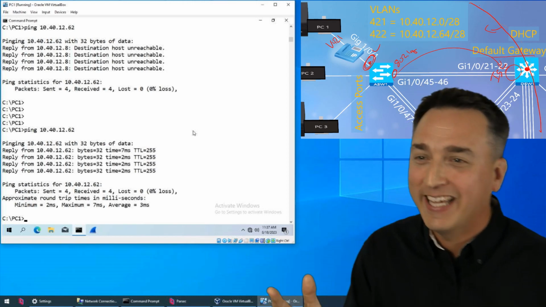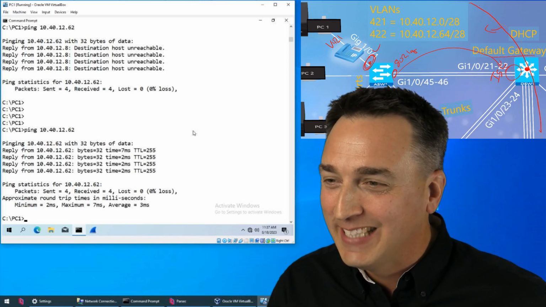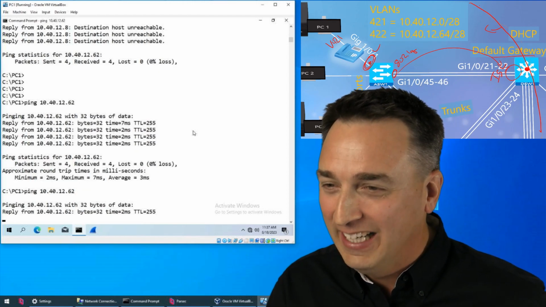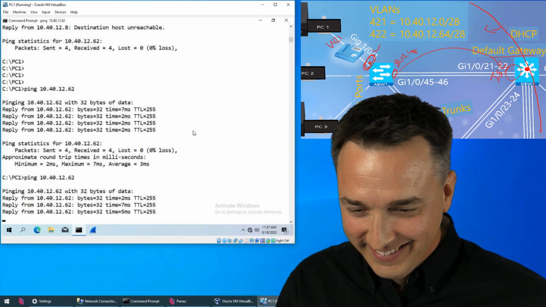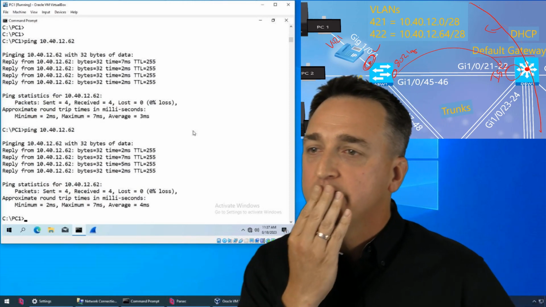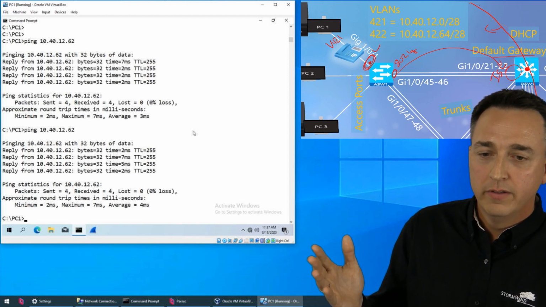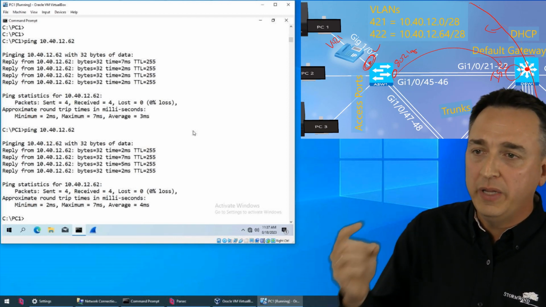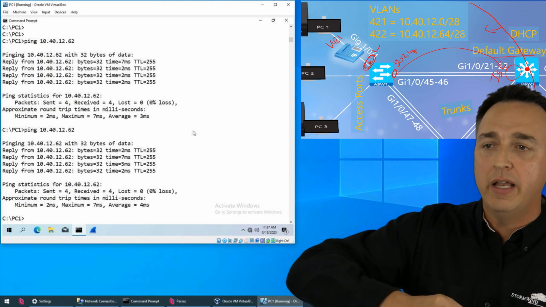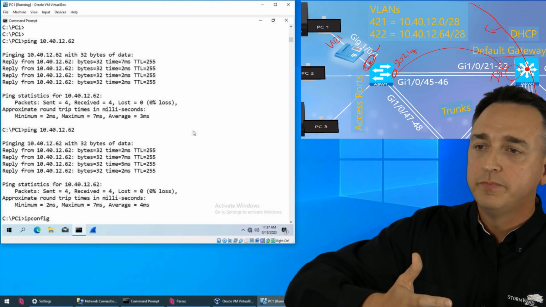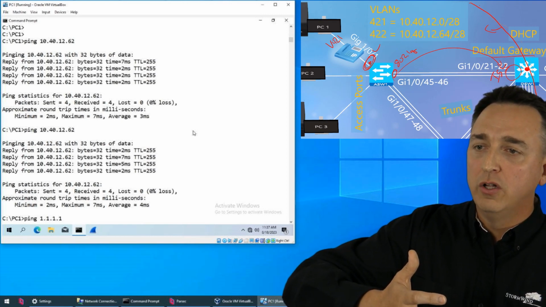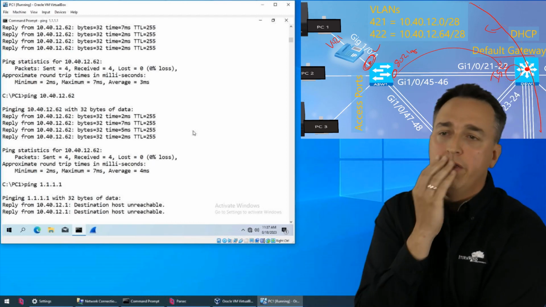Wait, is that working? Yes or no, is that working? I don't believe it. It is. Okay, that is awesome. So PC1 can ping the default gateway now. Beautiful. If we look at 1.1.1.1 though, no.